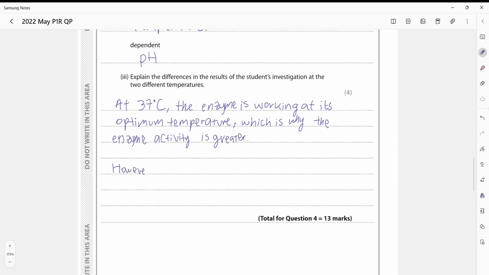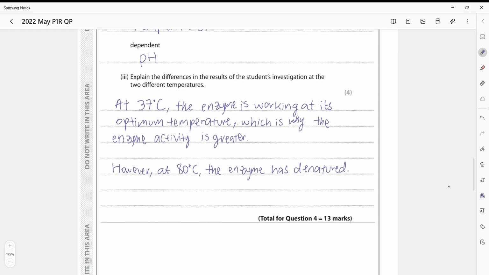However, at 80 degrees, the enzyme has denatured. Denatured means that the enzyme changes shape, and because the enzyme changes shape, the substrate is no longer able to fit into the active site. All right, and that will be the 3 marks. Oh, it's asking for 4 marks. Okay.